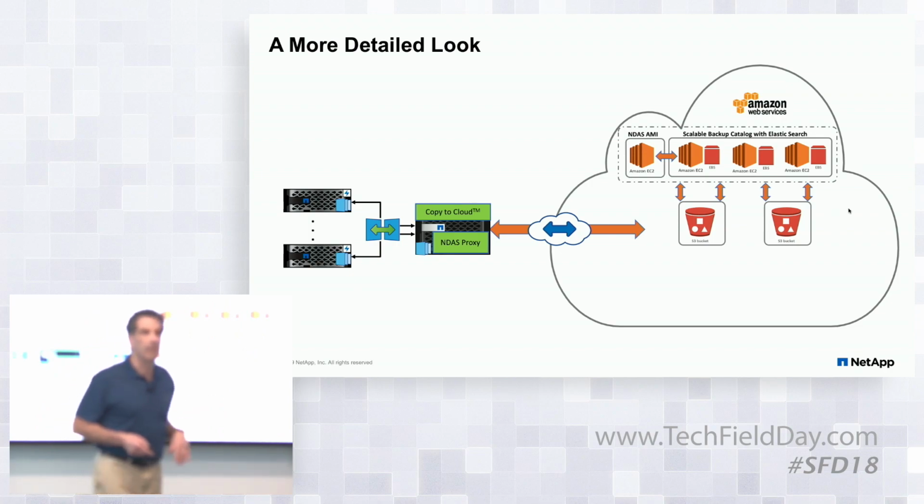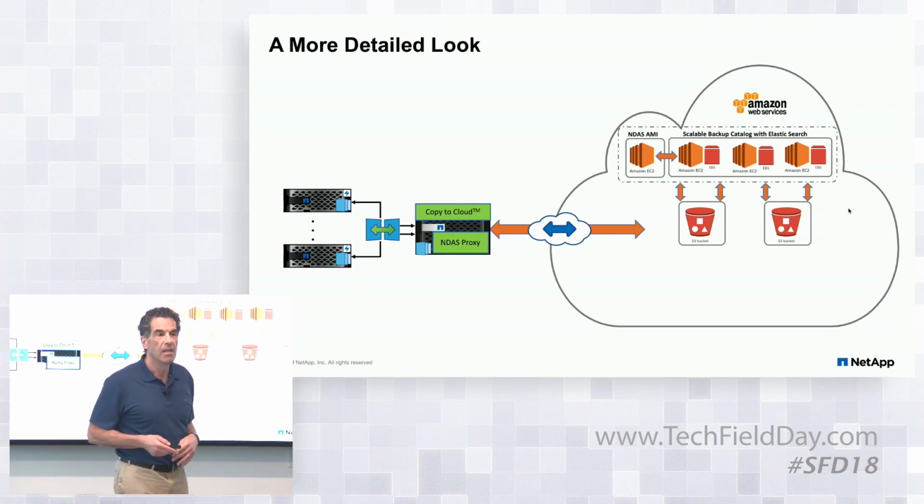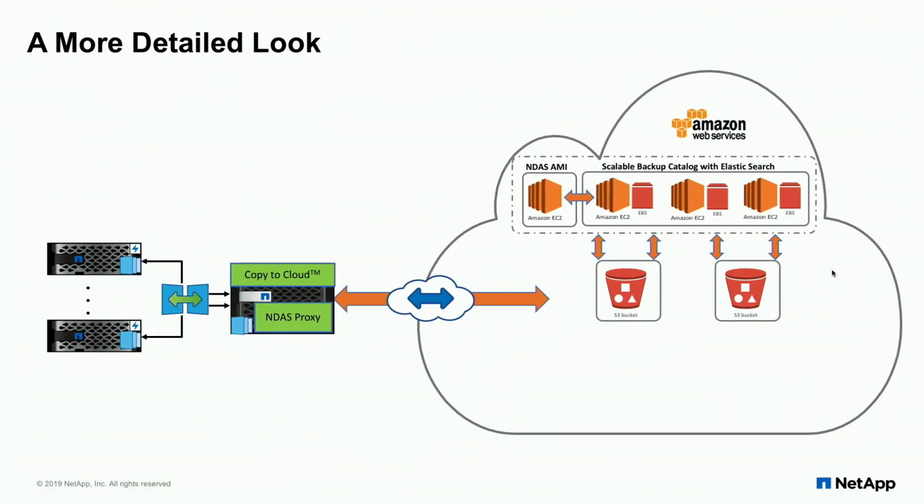Now you see a closer look at how the application itself is constructed. There's an AMI instance leveraging EC2 in Amazon. And then you see a scalable architecture for the catalog where there are a number of instances depending on the amount of data that you're moving to the cloud. And then the data itself resides in buckets that in the initial versions the customer brings to NDAS, and later versions of NDAS will enable the creation of a native bucket through NDAS itself.